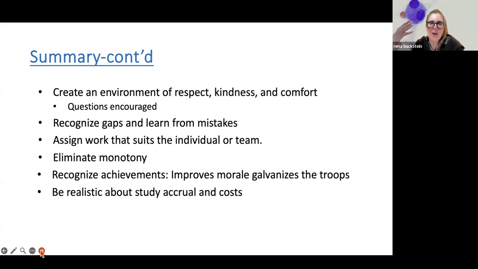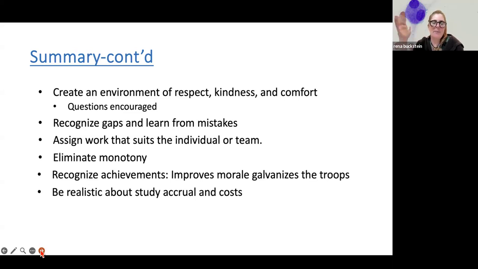And then again, just encourage people to speak up when mistakes are made. Don't be punitive about it. Learn from the mistakes. And don't let the job become monotonous for your staff. Make sure they're constantly being challenged and acquiring new skills that will make them want to stay.